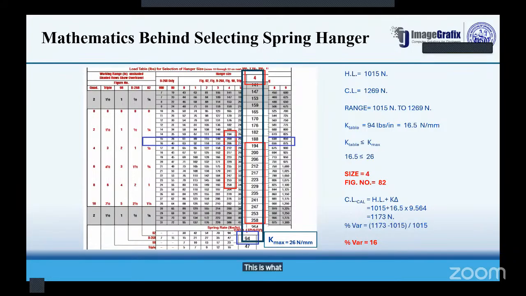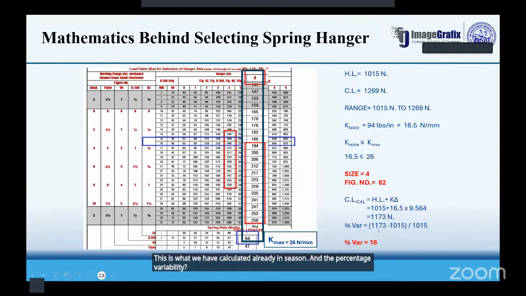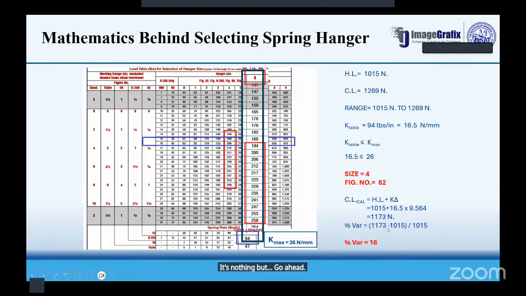This is what we have calculated already in CZ. And the percentage variability is nothing but my cold load minus hot load divided by hot load. This is coming as 16%.